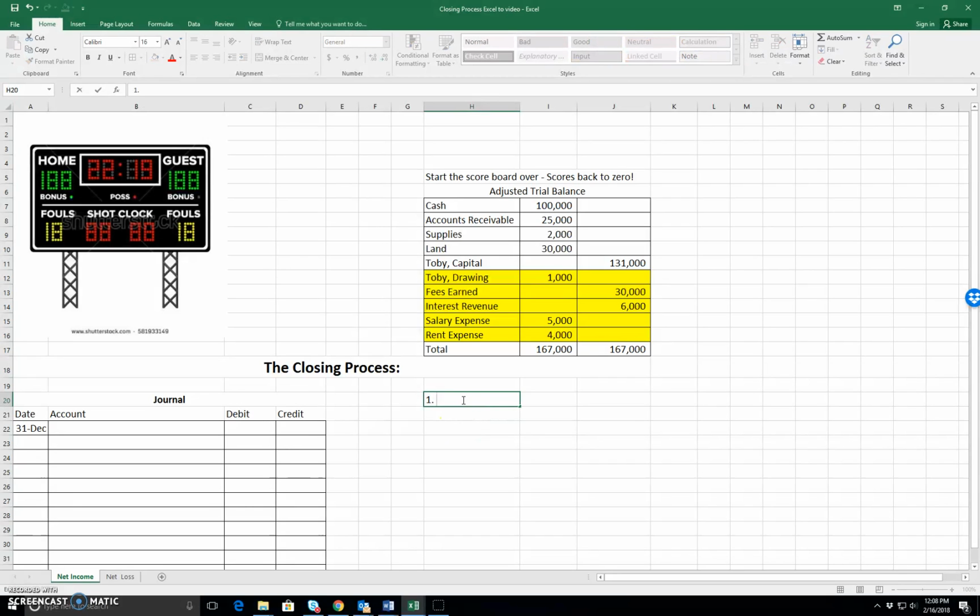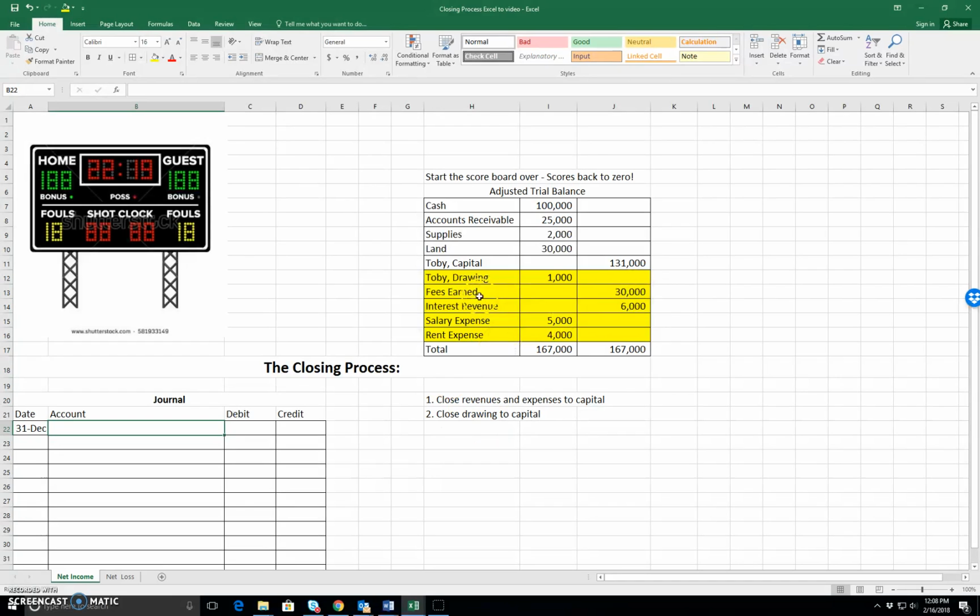We're going to do this in two steps. The first step is said to be close revenues and expenses to capital. And the second step is close drawing to capital. So those are the two steps. And when we say the word close, we simply mean get the balance to zero. So let's do step one, close revenues.